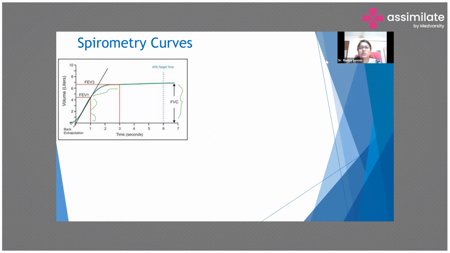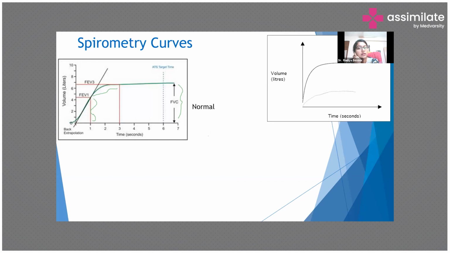So what happens in a restrictive or an obstructive disease? What kind of a curve do you think this is? Is this an obstructive curve or a restrictive curve?